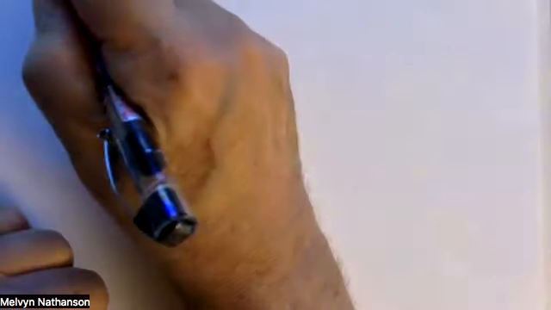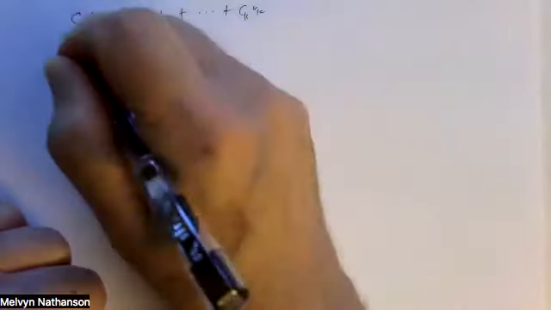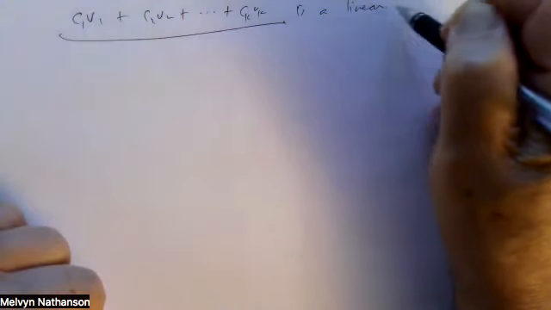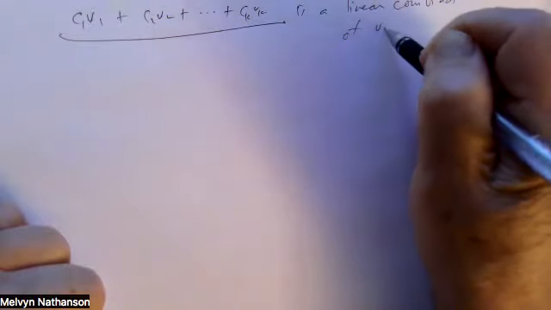So we can say the following: let V be a vector space over the field F, and let V1 up to VK be vectors in V, and C1 up to CK be scalars. So I can take each of these vectors and multiply it by a scalar. I can multiply V1 by C1, V2 by C2, and so forth. And then I can add these vectors. And this vector, this is a linear combination of V1 up to VK.